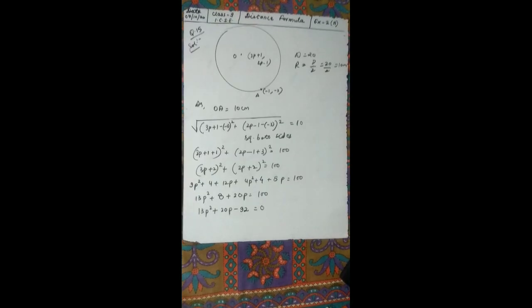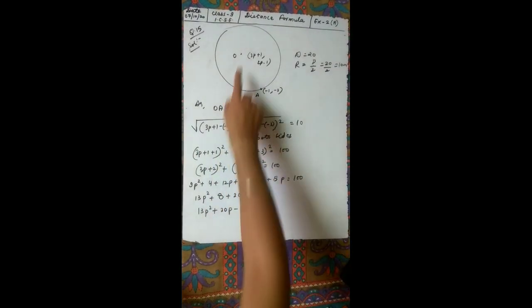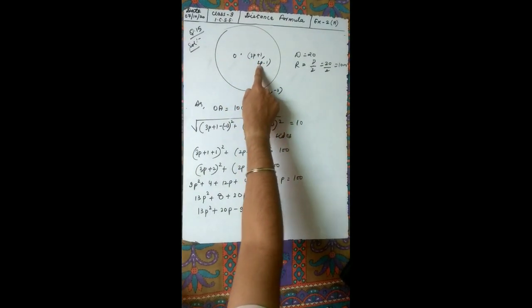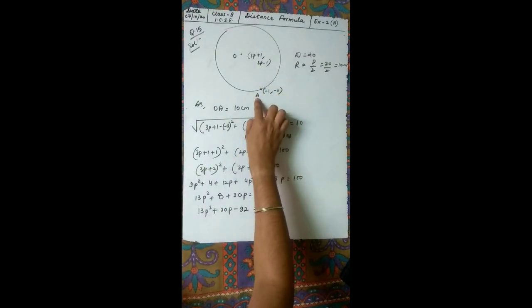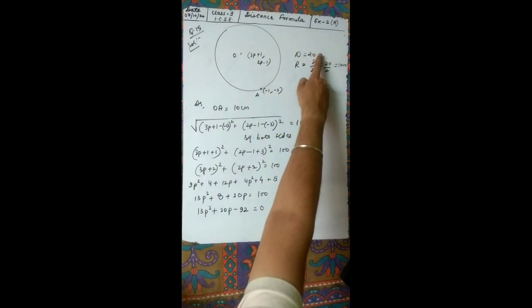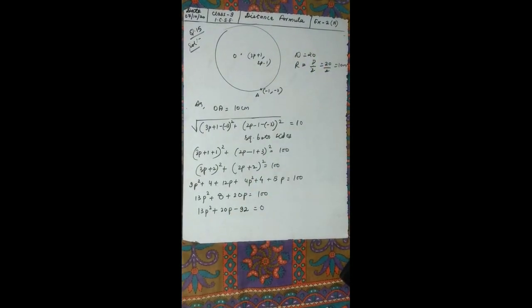Okay, let us come to the 15th question. The center of the circle is (3p plus 1, 2p minus 1), and the circle passes through the point (minus 1, minus 3) and the length of its diameter is 20 units. Find p. So you are given the center (3p plus 1, 2p minus 1), and it is passing through one point. Randomly I'm considering A equal to (minus 1, minus 3). Diameter is 20 units, so what will be the radius? 20 upon 2, that is 10 centimeter.